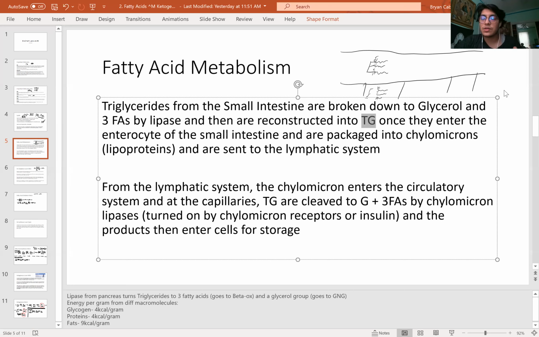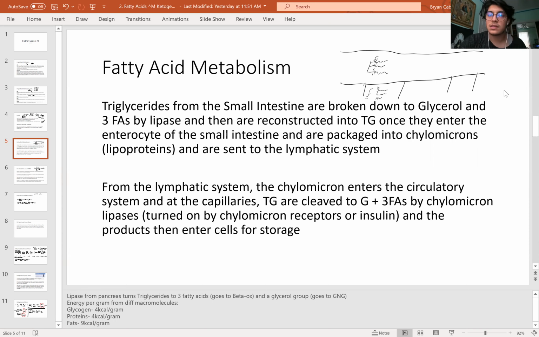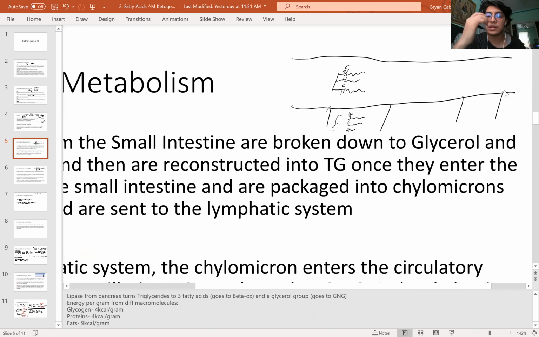chylomicrons. Those chylomicrons are just bundles of fats and proteins, aka a lipoprotein, and they're going to be sent out into the lymphatic system. The lymphatic vessel next to the cells of the small intestine, I believe, are the lacteal lymphatic vessels.